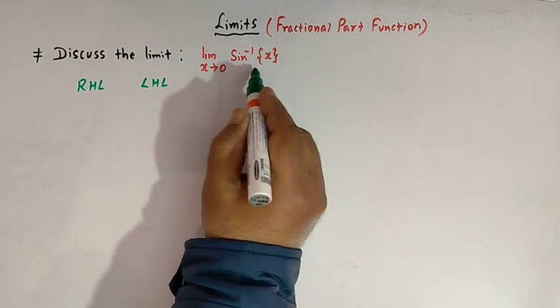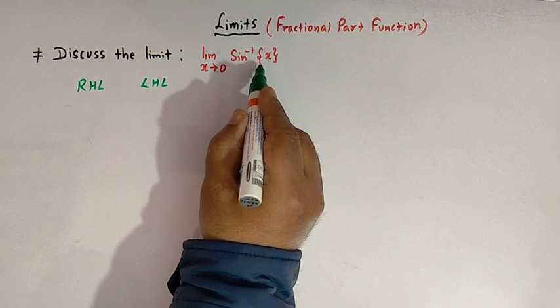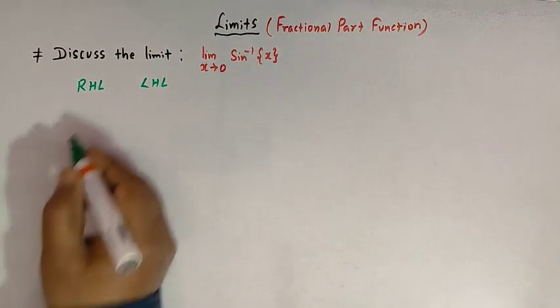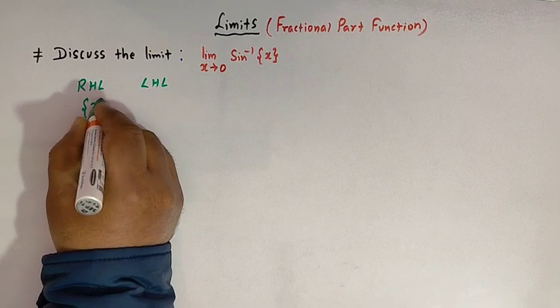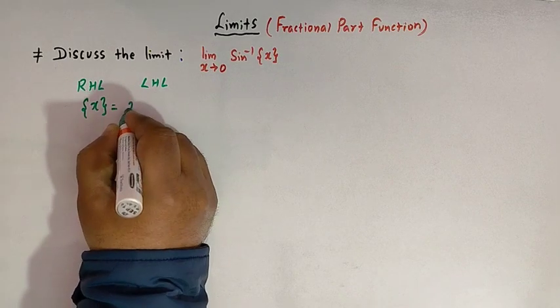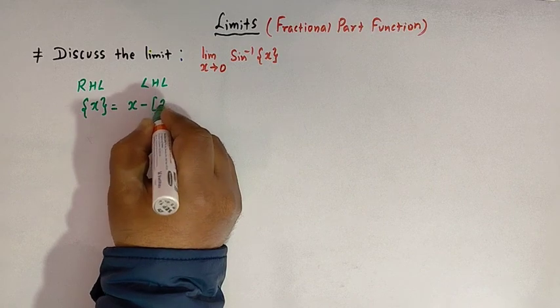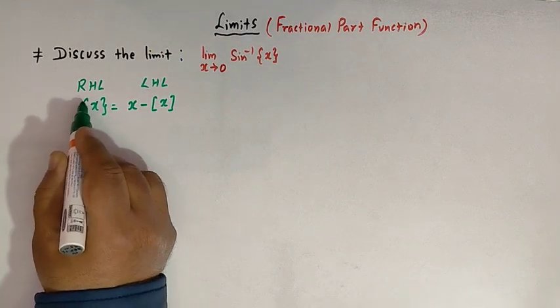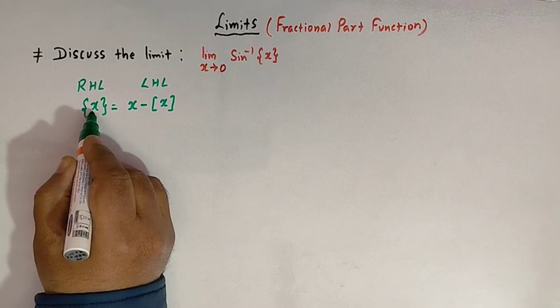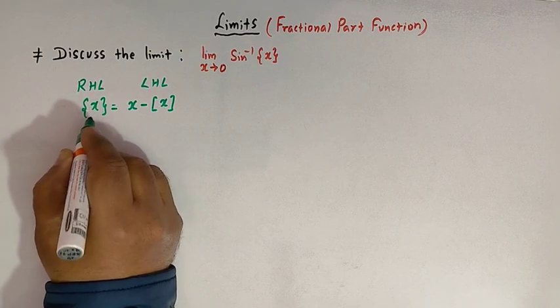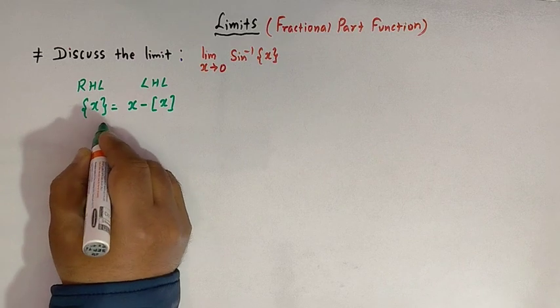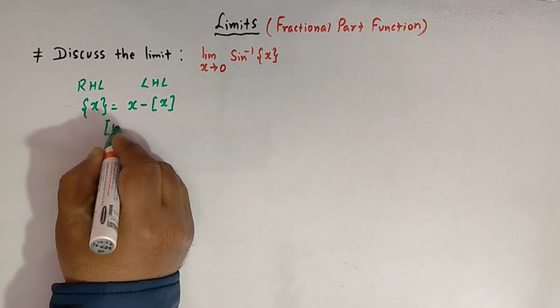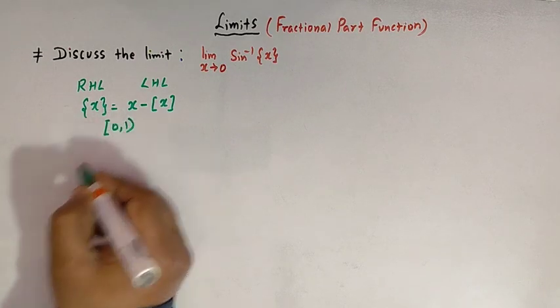Okay, so here let us first see the fractional part of x. The fractional part of x is defined as x minus the greatest integer of x. And we know that the domain of the fractional part of x is the set of all real numbers, but the range is from 0 to 1.